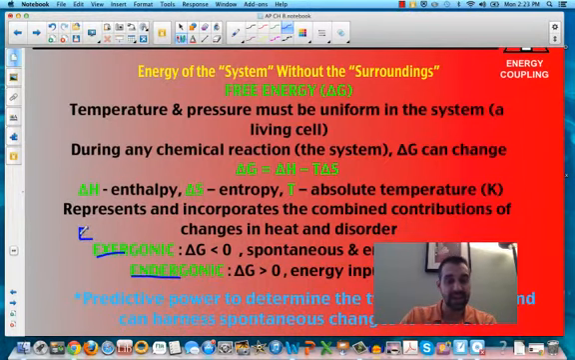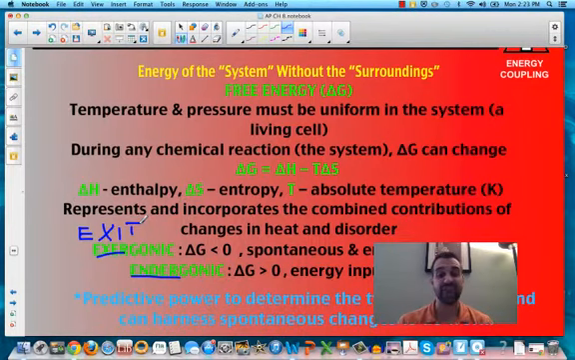An exergonic reaction means that free energy, or energy in general, is going to be released from this reaction. So our delta G is going to be negative because there'll be less available energy in the system after the reaction has occurred. So any exergonic reaction is going to be releasing free energy.